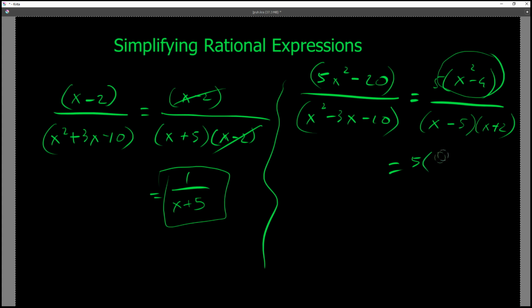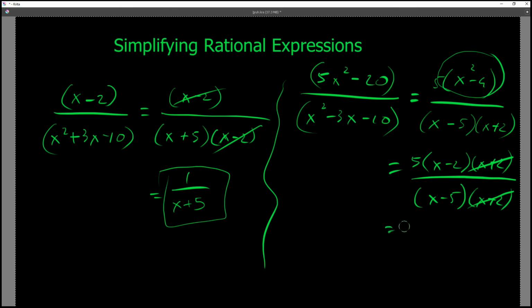But I can factor this guy because that's a special product. It's a difference of squares. So that gives me (x - 2)(x + 2). And here I have (x - 5)(x + 2). See, you can cancel out this whole thing. You just can't cancel out x alone. Okay, so now I have 5 times (x - 2) over (x - 5).